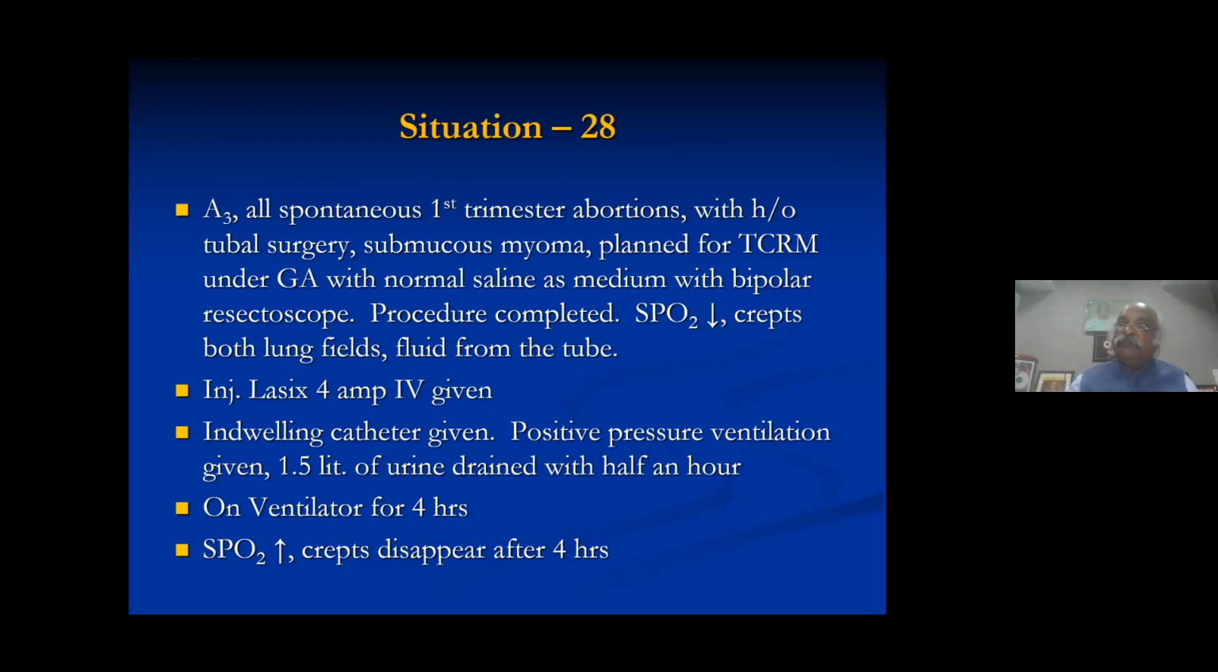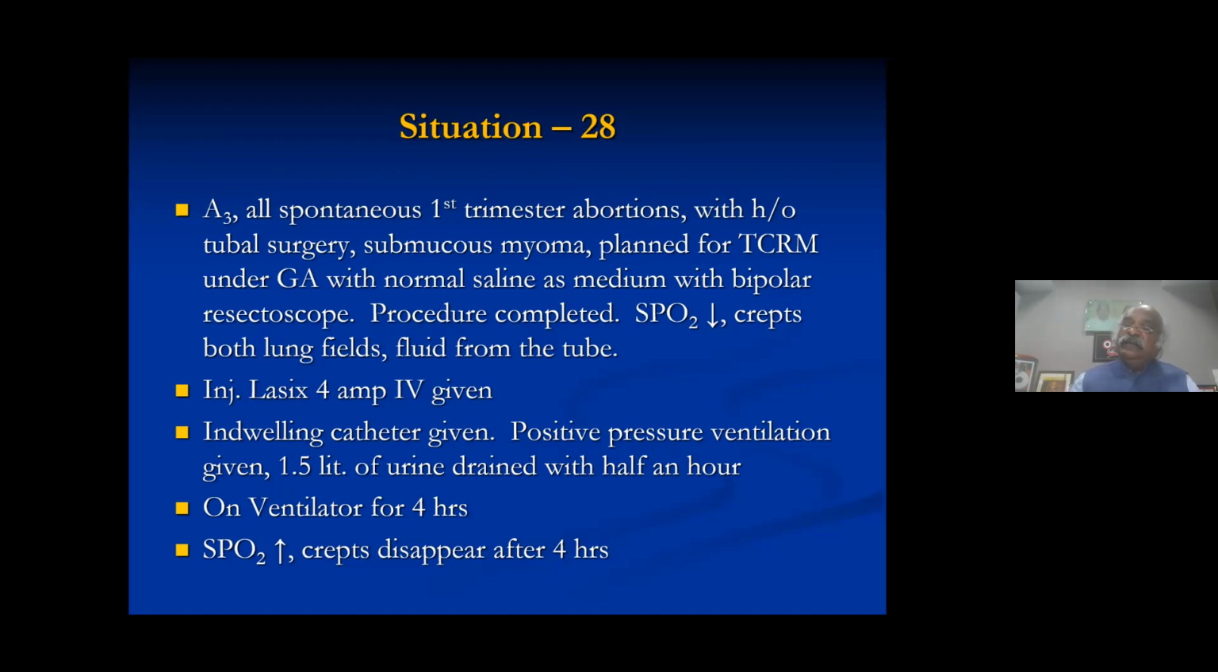So don't think that the bipolar resectoscope is safer than the unipolar. It is safer in that it doesn't cause ammonia toxicity, but it may cause acute pulmonary edema. So the fluid deficit is important: more than 750 ml of glycine or more than 2,500 ml of normal saline equivalent.